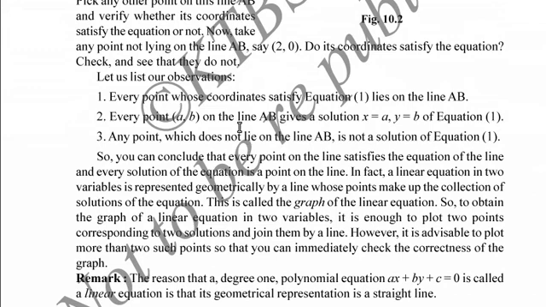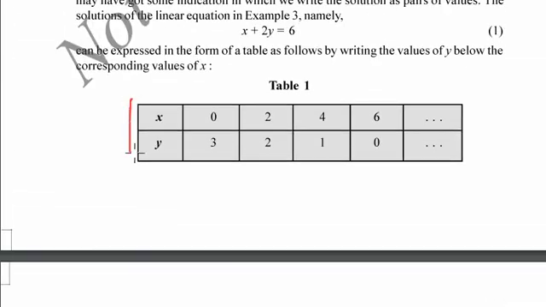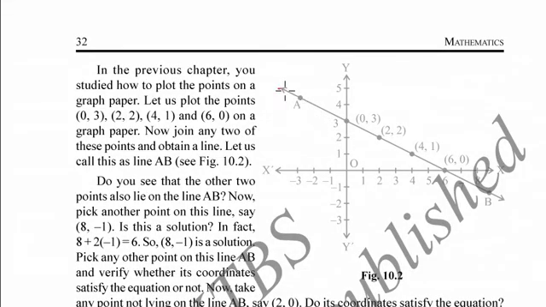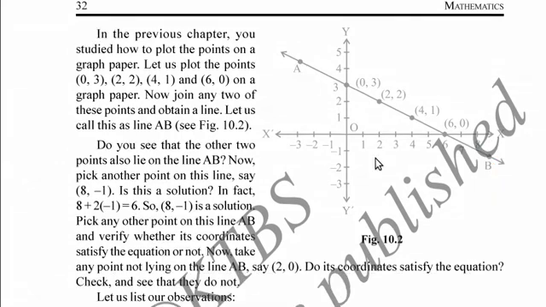Every point whose coordinates satisfy the equation 1 lies on AB. Every point given in this table satisfies the equation, right? And those points lie on line AB. Every point on line AB gives the solution. Even if you take this point on the line, even this is a solution for the given equation. Even if you take this point on the line AB, even this point is a solution for the given equation.